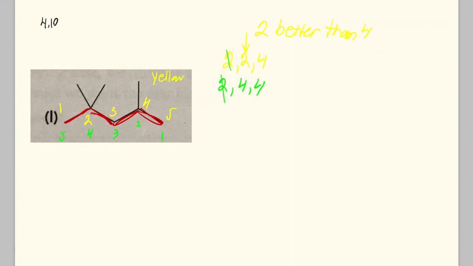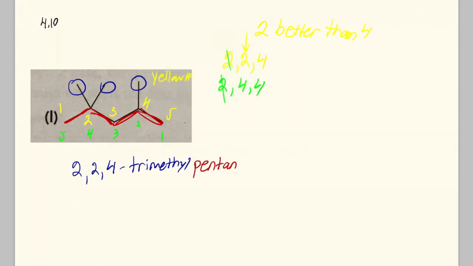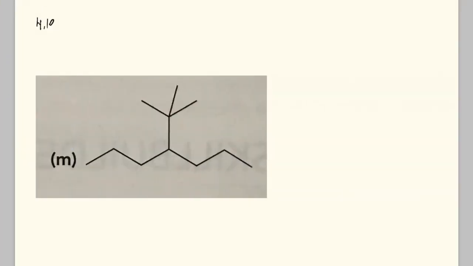Okay, so we want the yellow numbers. Let's use a different colored pen here. So 2, 4, trimethyl, okay, is how we indicate where these 3 methyl groups are. And the parent chain is going to be pentane. Pent means 5. All right.